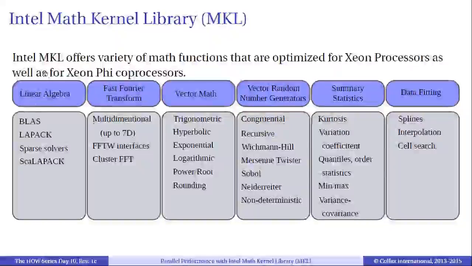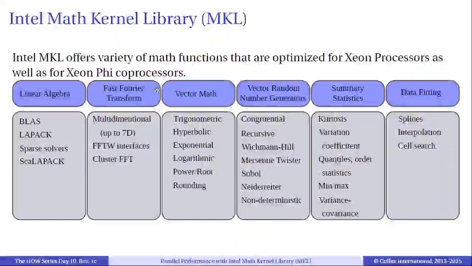Linear algebra in MKL comes in the form of support for BLAS, LAPACK, and scalable LAPACK routines, and also sparse solvers. So these are all linear algebra routines for operating with vectors, with matrices, and for solving systems of linear algebraic equations. Fast Fourier transforms are supported one-dimensional and multi-dimensional, both multi-threaded and cluster FFTs.